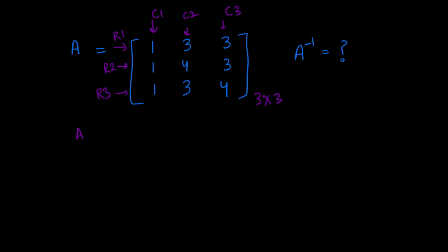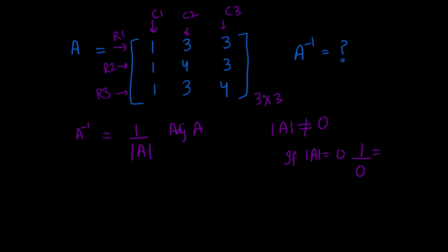The inverse of a matrix is represented as 1 divided by determinant of A times adjoint of A. So let's see how to find the determinant of A. And yes, provided this determinant of A should be non-zero. Why? Because if determinant of A is 0, then 1 divided by 0 is not defined. So the condition to find the inverse is that the determinant of A should not be 0.